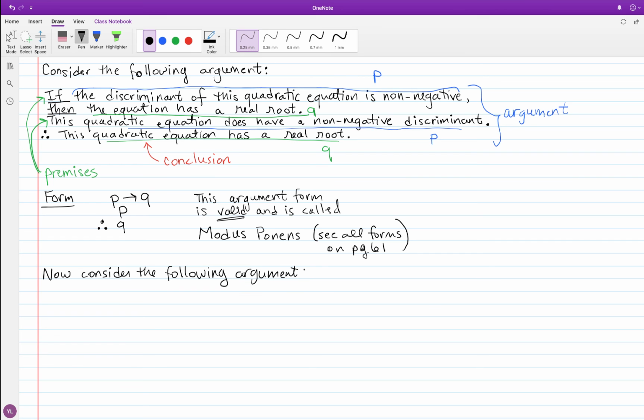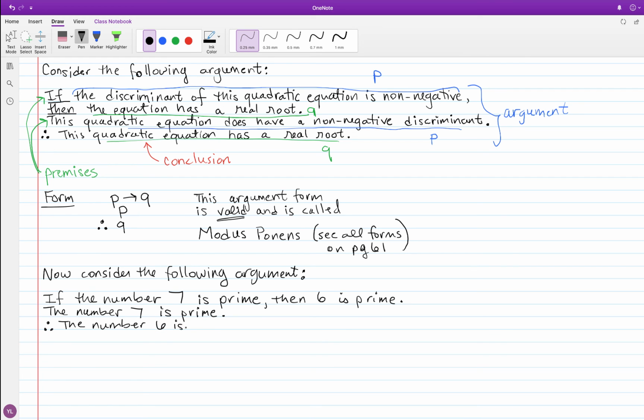All right, let me write out another modus ponens argument, but something is going to be a little bit strange about this one. The first premise is that if the number 7 is prime, then the number 6 is prime. The second premise is that the number 7 is prime, and from this I'm concluding that the number 6 is prime. Now let me look at the pieces here. The first premise is an if-then statement with P representing 7 is prime, Q representing 6 is prime, and the second premise being P, conclusion Q. So it has exactly the same form as the previous argument.